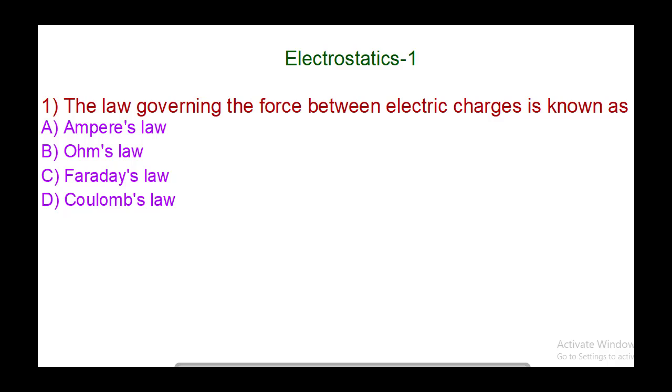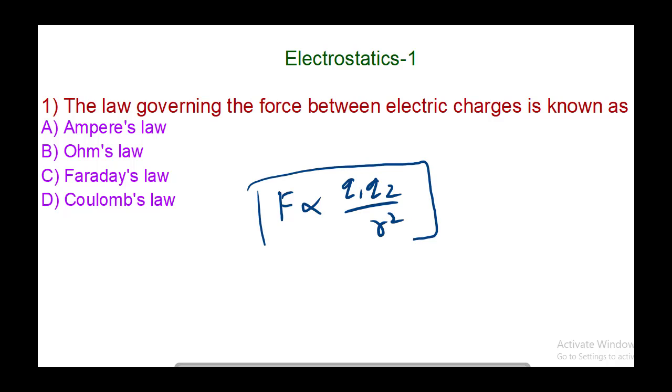Today we will be doing electrostatics part 1. The first question: the law governing the force between electric charges is known as. Four options are given: Ampere's law, Ohm's law, Faraday's law and Coulomb's law. So see, the force of attraction or repulsion between two electric charges is given by this equation. F is proportional to Q1 Q2 upon R square. This is called Coulomb's law. So the answer in this case is Coulomb's law.